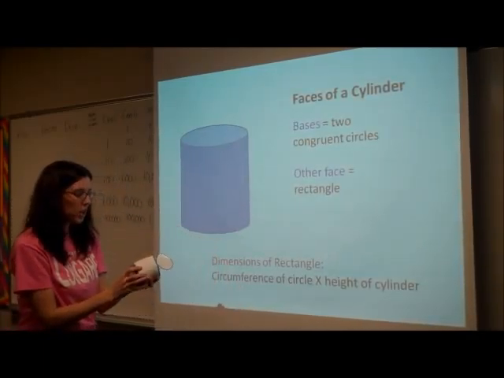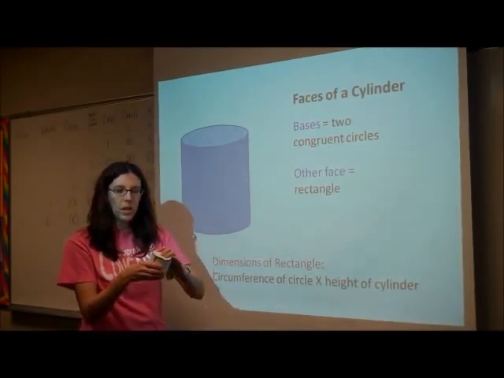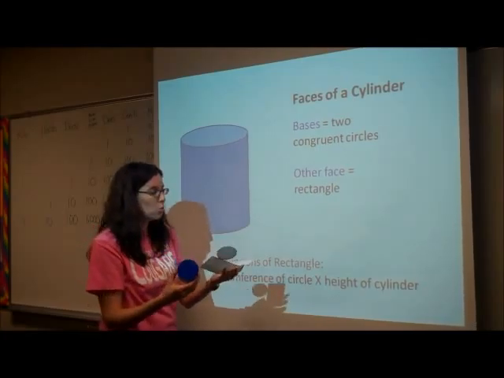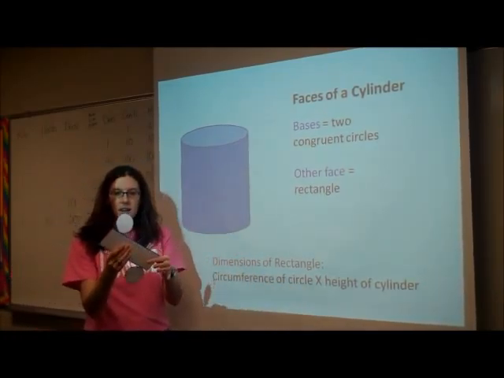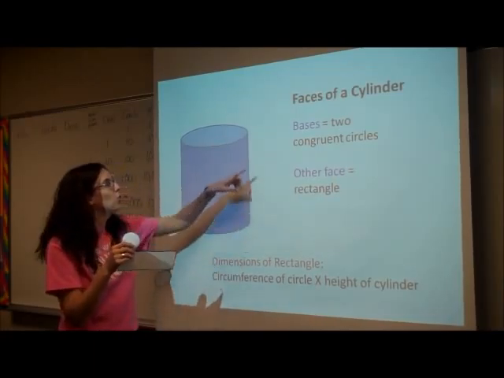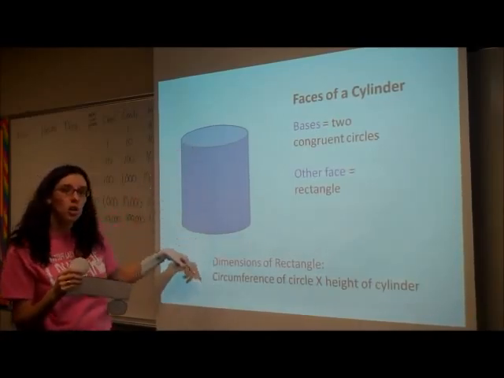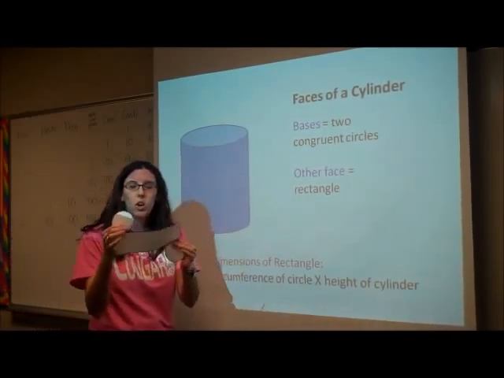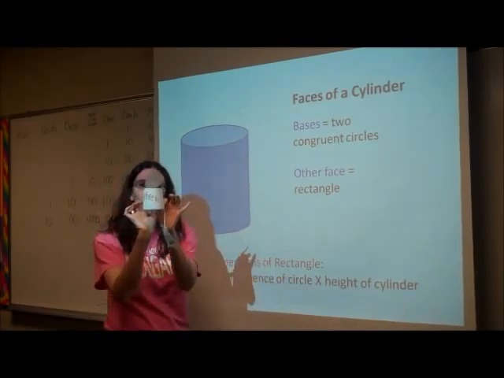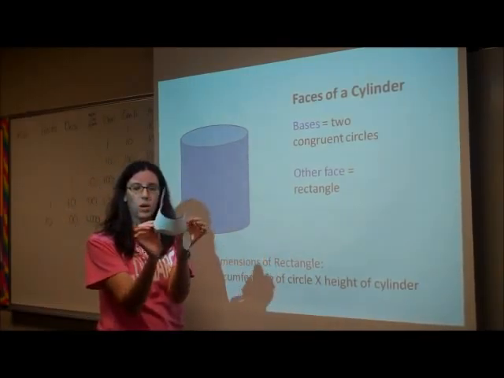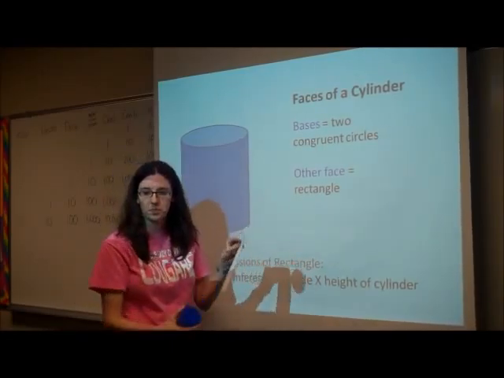I have a cylinder here that I made a net for, that I did a wrapping, and you should have done this as well. Remember, when we cut out that net, we ended up with two congruent circles, which are the bases. The bases of a cylinder are always circles, and they're always congruent, or the same. This other face was a rectangle. That's my soup ladle. Whatever wraps around this edge ends up being a rectangle.